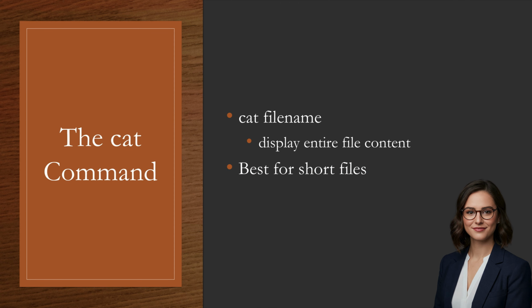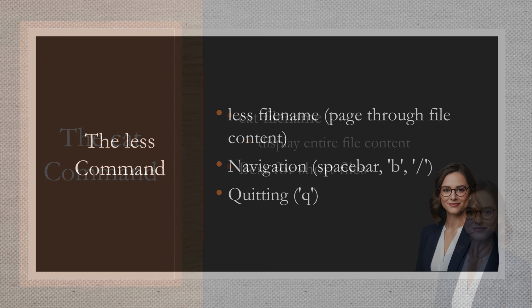The cat command is one of the simplest ways to view the entire contents of a text file. Short for concatenate, cat will take the file you specify and display its entire content directly on your terminal. For example, if you have a file named config.txt, typing cat config.txt will show you everything inside that file. Be mindful when using cat with very long files, as it can quickly flood your terminal output.